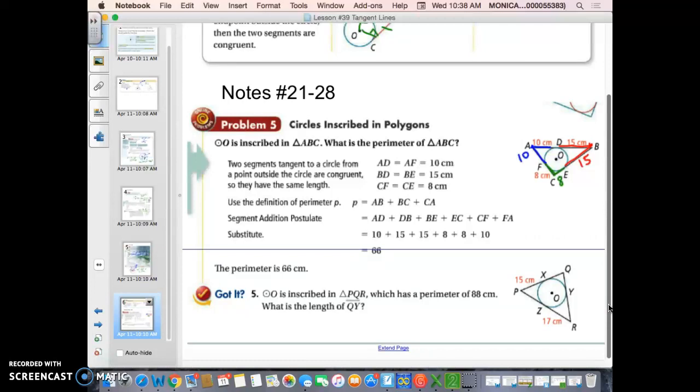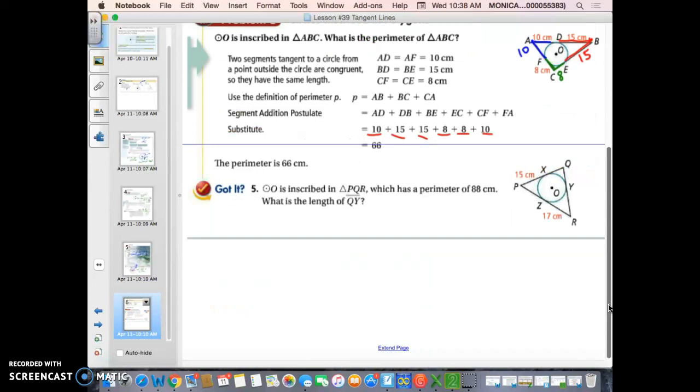So 10 plus 10 plus 8 plus 8 plus 15 plus 15 is 66. So this would have a perimeter of 66. Okay. Let's try another one. Here's our picture, so let's first fill in what we know. This is our common endpoint outside of a circle with a tangent here. So if this side's 15, this side's 15.